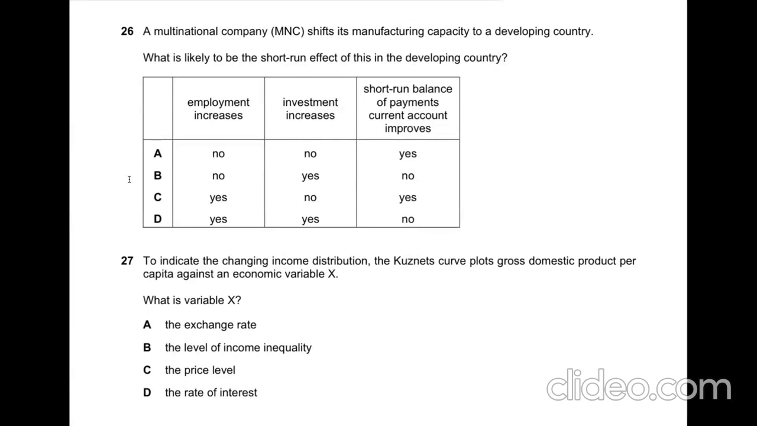And for investment, yes, too. The fact that they are building a new factory means that they are going to invest in capital, so it will increase. But short-run balance of payments on current account improving? This one is going to take some time according to the Marshall-Lerner condition and the J-curve, because according to the PED of imports and exports, this is not going to be quickly reflected. So that's why the answer has to be D.